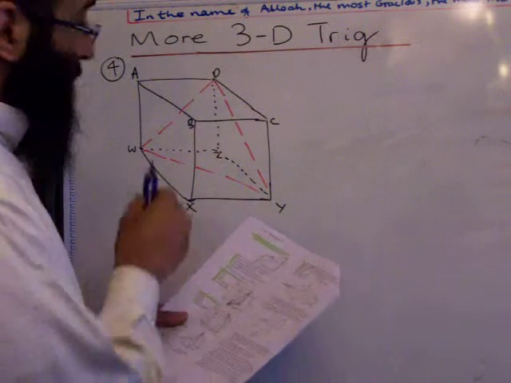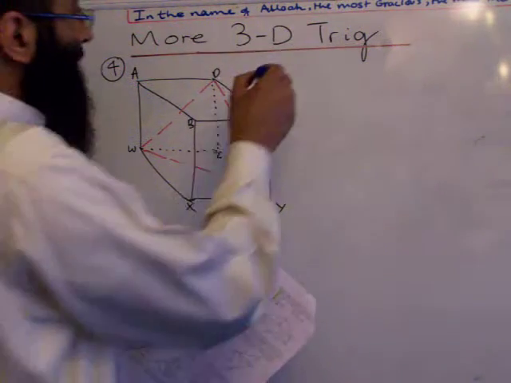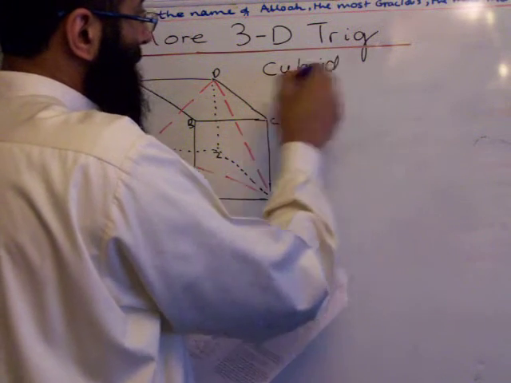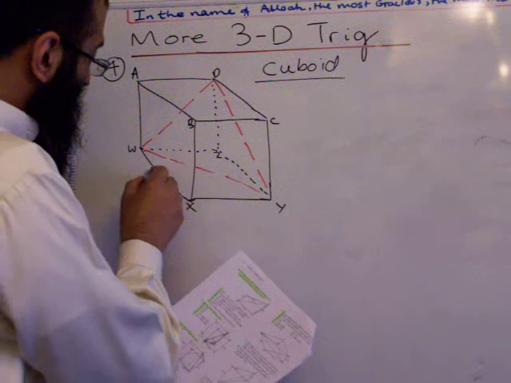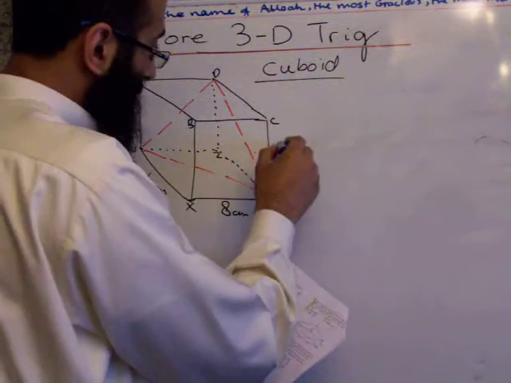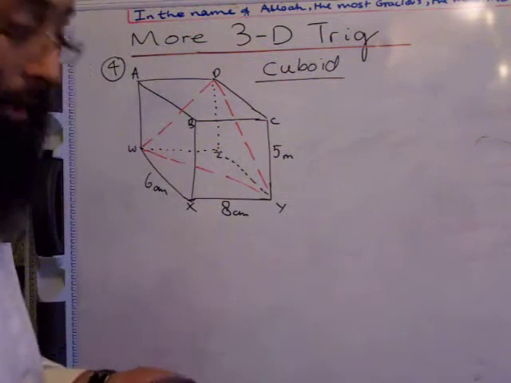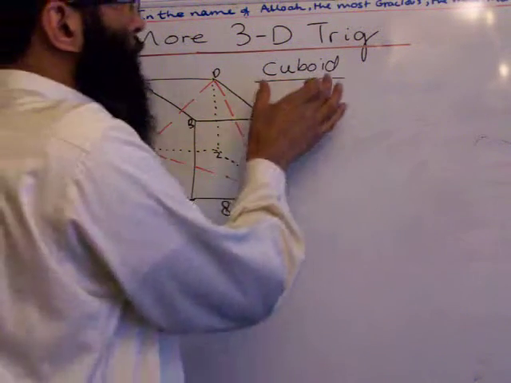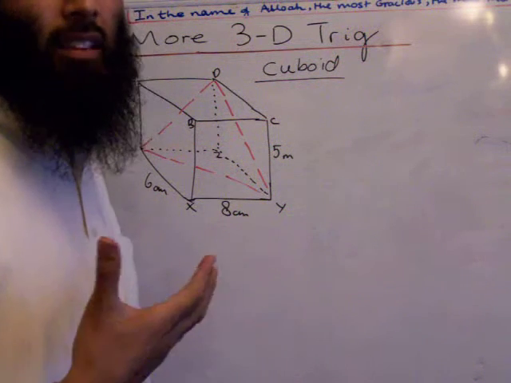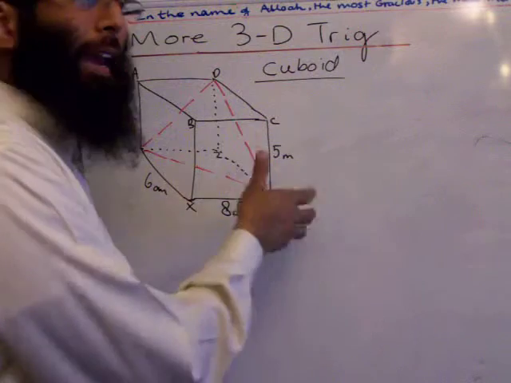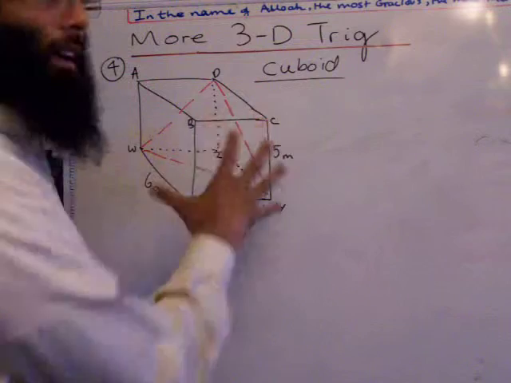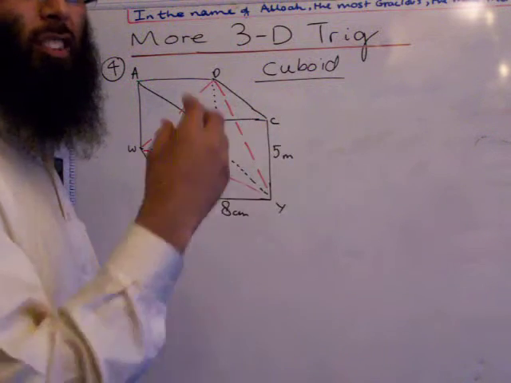Question number 4. It says in the cuboid shown, and the keyword that they're giving us here is cuboid. Okay, we got some measurements. Now, there's a difference between the word cuboid and cube. If we have the word cube, that means every single length is the same. So it'll be 8 by 8 by 8. A cuboid basically means it's a rectangle that's been pushed all the way through. So it's not a square on every face.